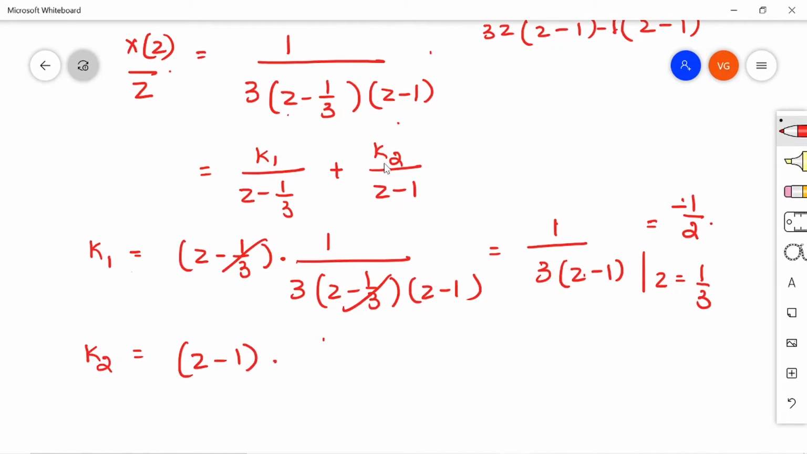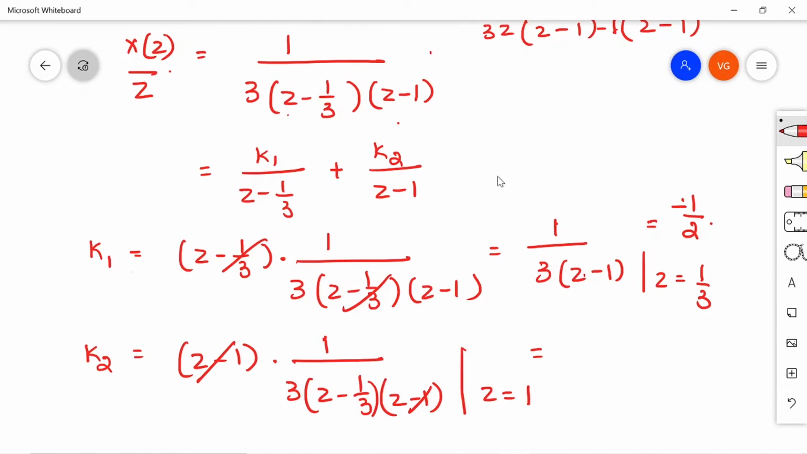Then for k2 also, write it down: z minus 1 into X of z by z. See here, I have k2 as the numerator for the factor z minus 1. So to find out k2, you just bring the other factor to the other side, right? So that k2 is z minus 1 into X of z by z. Just neglect this k1 divided by z minus 1 by 3, that means you are taking this as 0 here. Right, now divided by 3 into z minus 1 by 3 into z minus 1, where z is equal to 1 here. So this will get cancelled. You put z is equal to 1, then you will get 1 by 2.